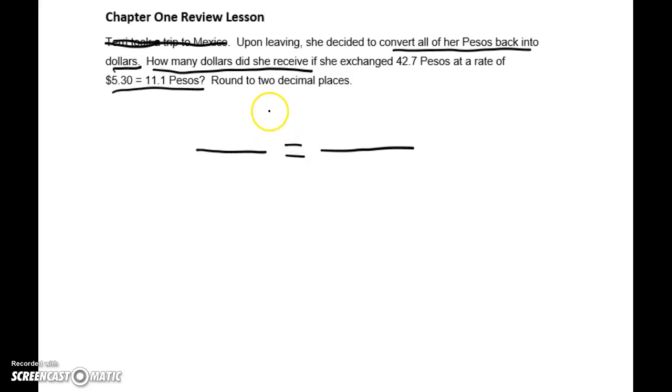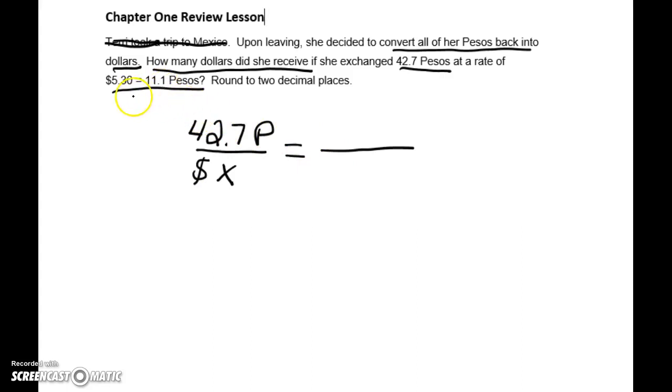Our first bit of information we're given is usually the rate, and that goes in your first fraction. We know that she has 42.7 pesos, so I'm going to write that down. We have 42.7 pesos, which I'm going to abbreviate with P, and we don't know how many dollars that is. So I'm just going to leave that as an X because I don't know how much that is.